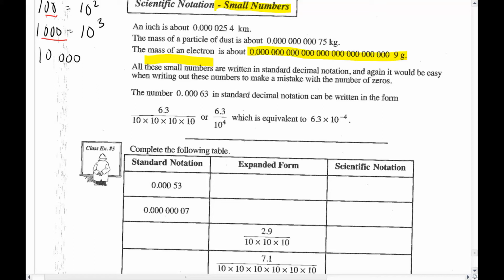So if we look at the first one, 0.00053, we're going to count. We know that we want scientific notation to start with 5.3. The decimal always comes right behind the first digit. But how do we get the decimal place there? We've got to count our jumps here. 1, 2, 3, 4 jumps. So multiplied by 10, not to the positive 4 this time, because it's a really, really small number. So times 10 to the negative 4. So it's going to be a negative exponent if it's a really small number.